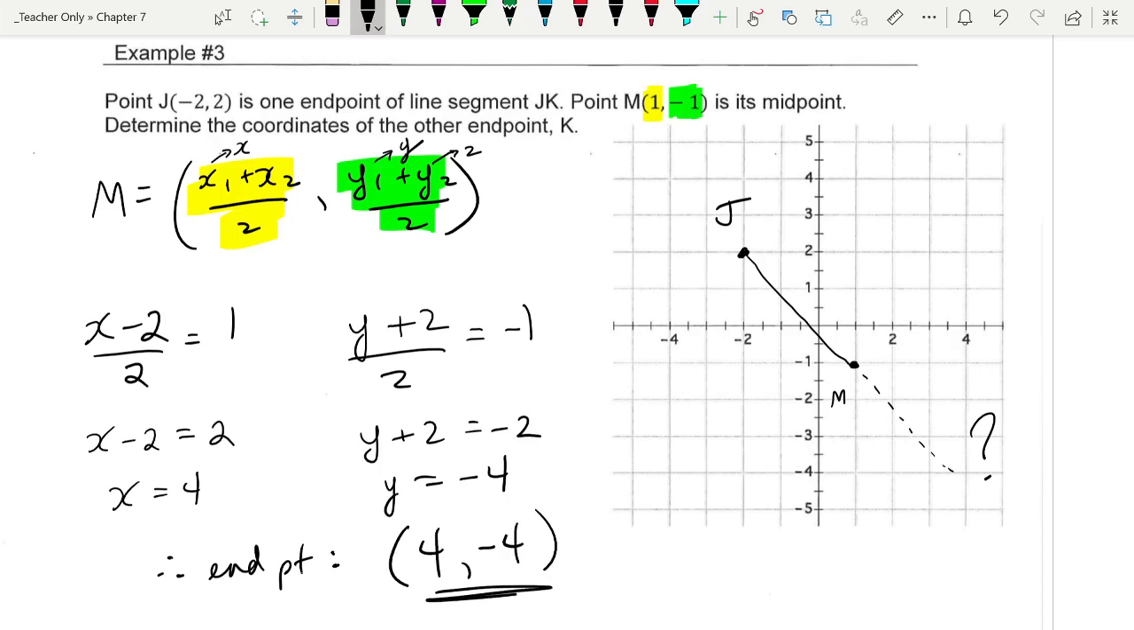Let's see, does that look right? Well, my line got a little crooked, but not bad. It was pretty accurate. Not too bad. And that was point, oh yeah, this is point K.